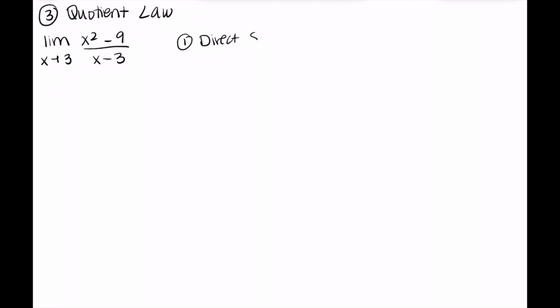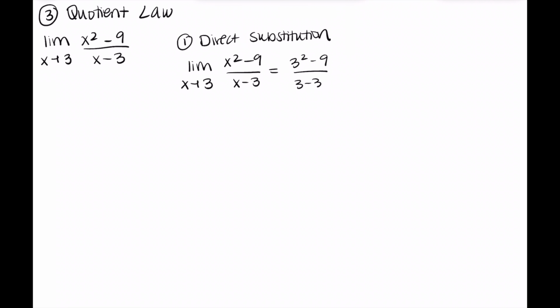And now for our third example, we have one with the quotient law. Our limit for this one is the limit as x approaches 3 of x squared minus 9 over x minus 3. And when we have the quotient law, we're going to have two methods of approach here. Our first one is just to substitute directly. So let's go ahead and try that here. So we have the limit as x approaches 3 of x squared minus 9 over x minus 3. If we go ahead and directly substitute the 3 in, we'll have 3 squared minus 9 over 3 minus 3, which would be 9 minus 9 over 3 minus 3. That gives us 0 over 0.